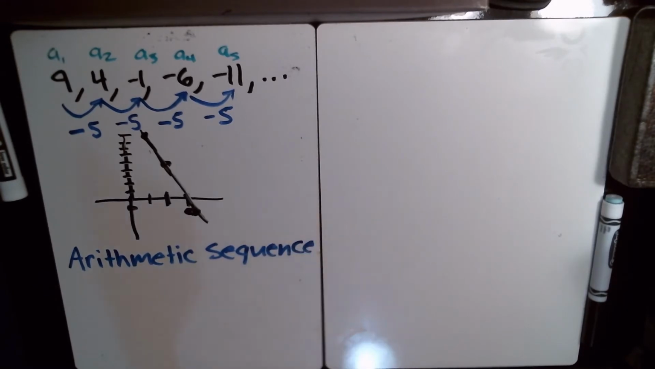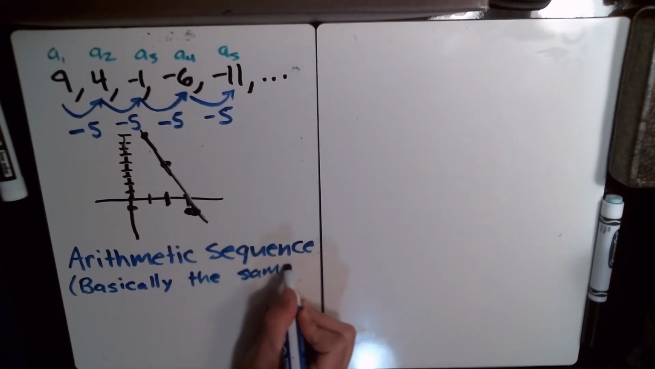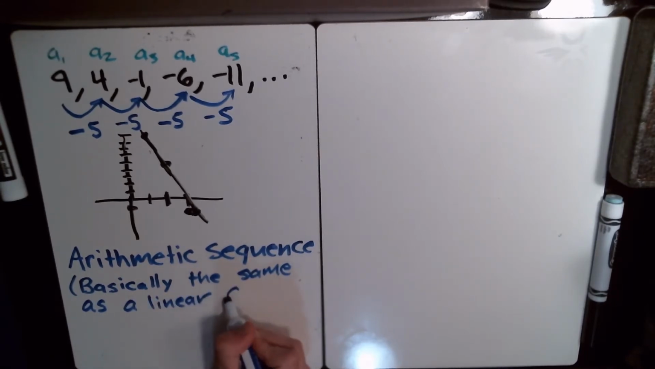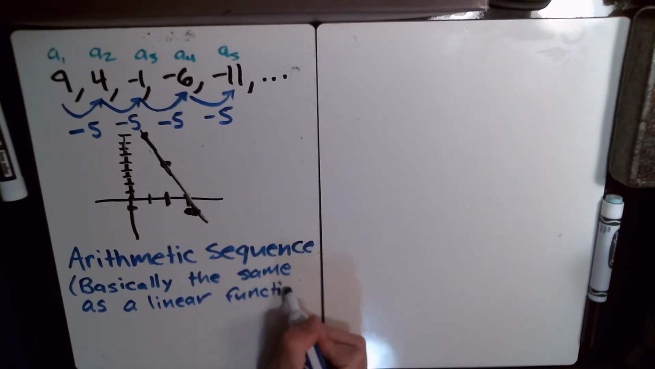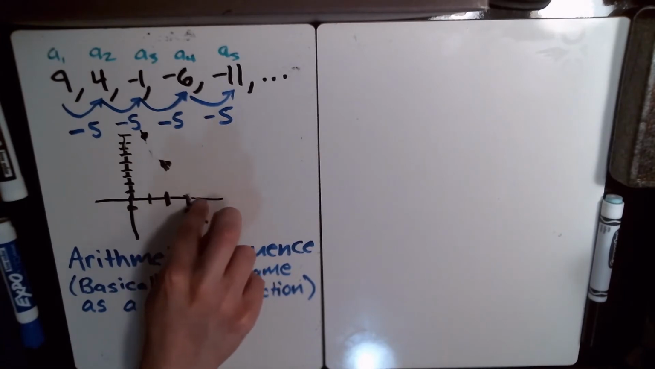Okay, so this is an arithmetic sequence, and it's basically the same as a linear function, okay? But for a sequence, we can only plug in the natural numbers. So it is a little different, but functionally, they have a constant rate of change. It's just for the sequence, we're not going to have the line filled in. We will just have dots on the line, right?